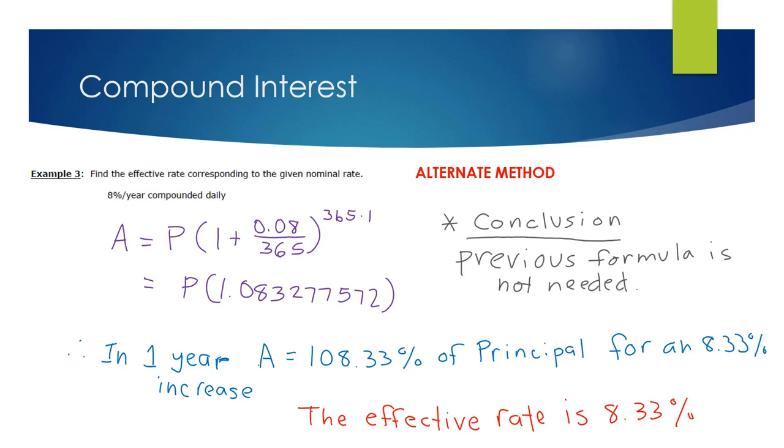So the conclusion from this is that the previous formula is really not needed. Again, I'm a big proponent of memorizing the formulas you have to and being able to derive the rest. Same thing with this. I don't need to have an effective rate formula because the effective rate formula is basically just an offshoot of this.